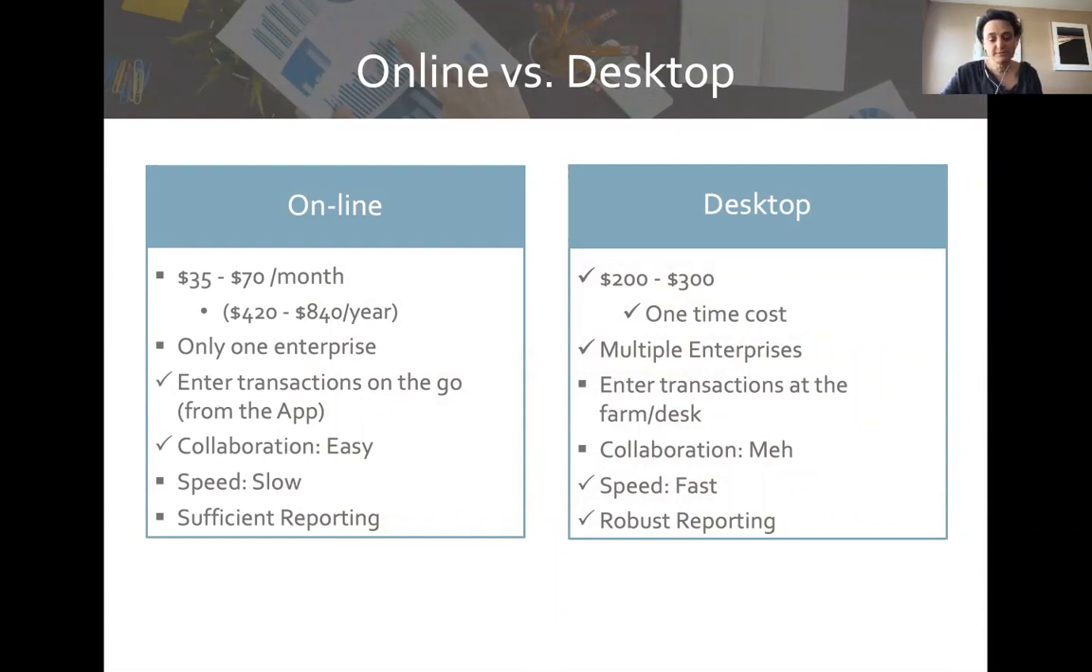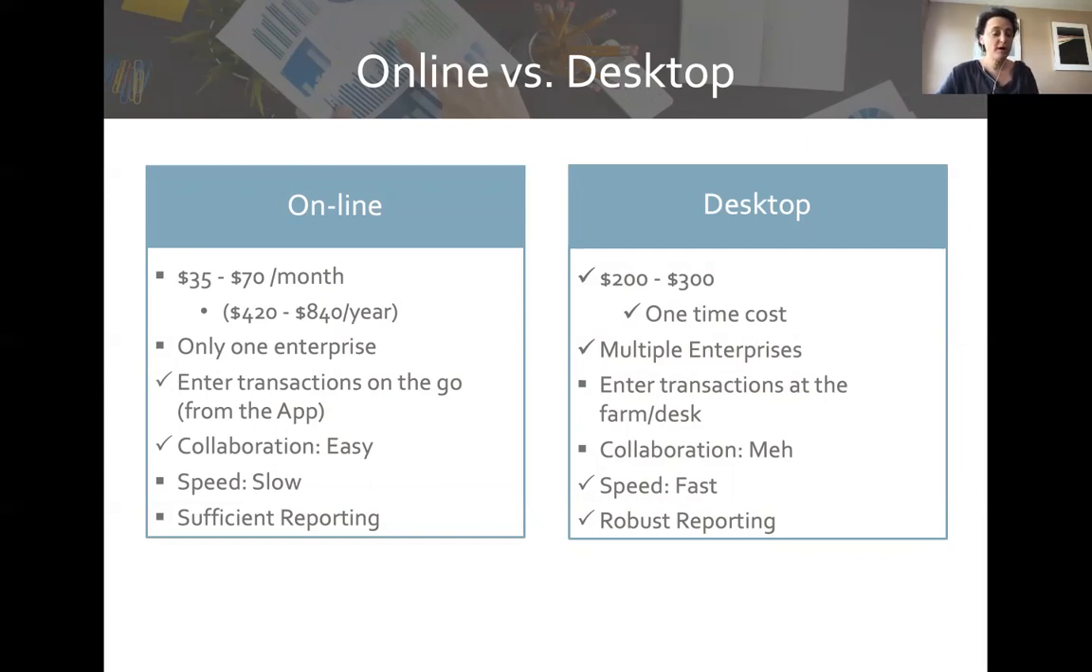So the first part is the cost. With the online system, you're going to be paying a monthly subscription, and it can range depending on the version that you choose. It's going to be $35 to $70 per month, which can be up to $840 a year. If you get the desktop version, it's a one-time cost. Depending on if you can find a sale or not, the full cost is $300, but oftentimes you can find it for $200. And this is a one-time cost. Once you buy the software, you download it onto your computer, and unless you buy a new computer, you do not need to upgrade every year.